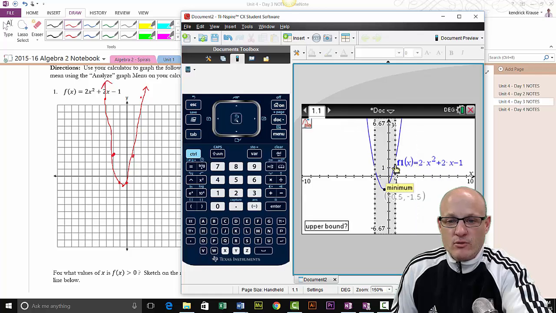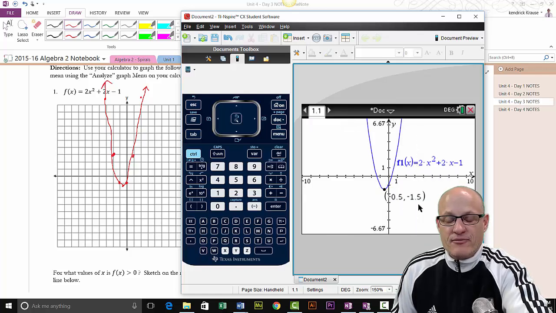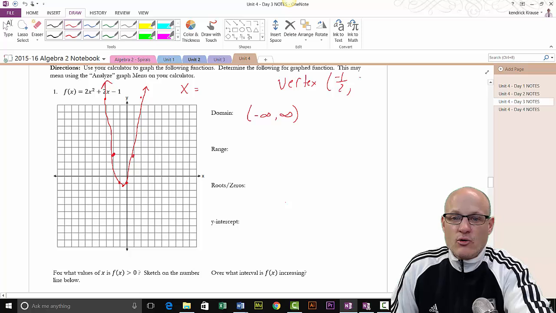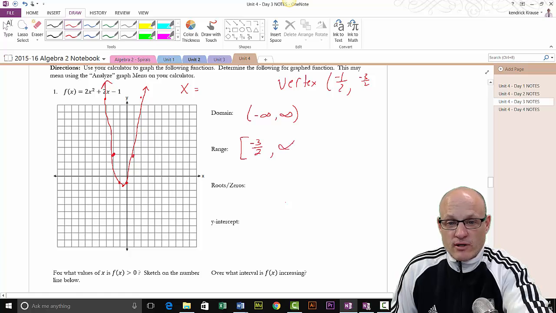We'll go left, go right. So it looks like negative 1/2, negative 1.5, or negative 3/2. So if I'm talking about my range, it starts at negative 3/2 and goes up forever and ever and ever to infinity. Do I have roots?